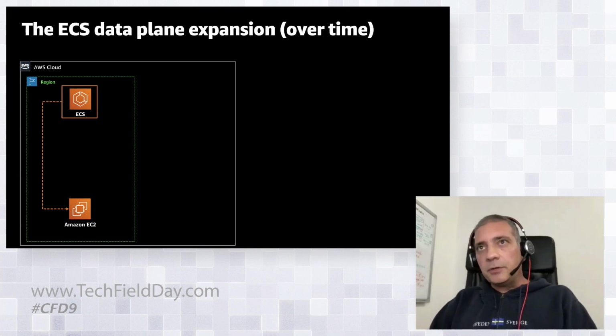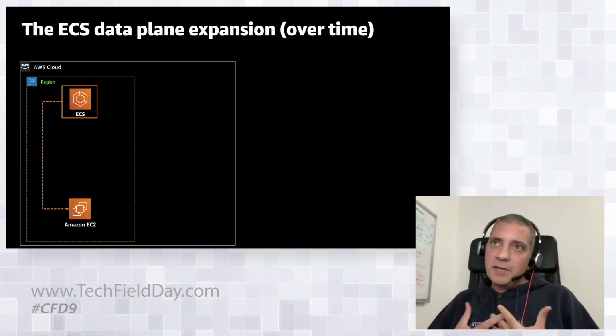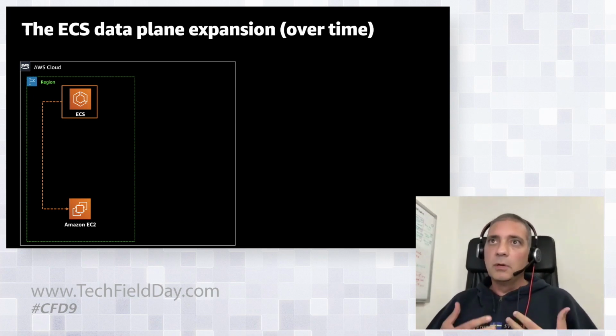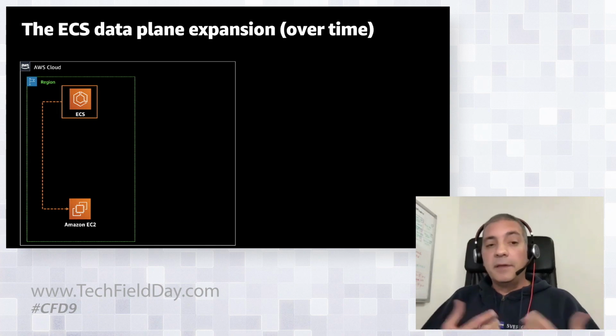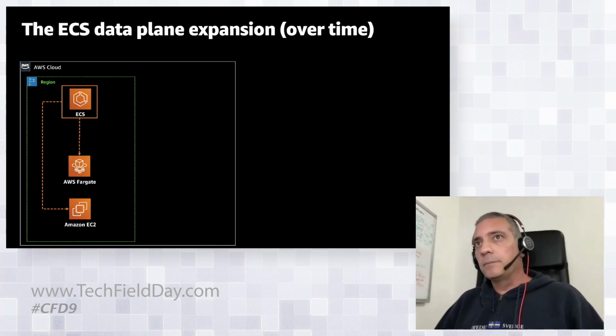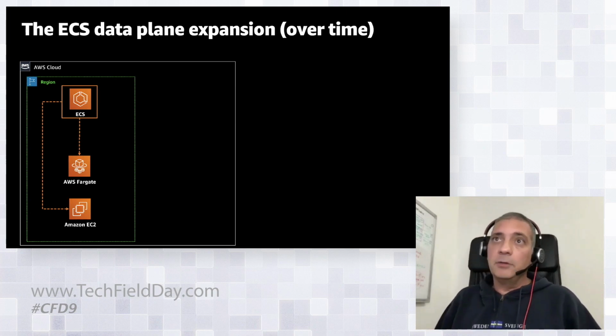As Nick was alluding to before, lots of customers came to us and they said, managing all this EC2 infrastructure to run our containers is just too heavy for us. We want you to take on some of this responsibility and hide that layer for us. That is how Fargate was born. 3 years ago, we launched AWS Fargate as a serverless data plane to run containers.